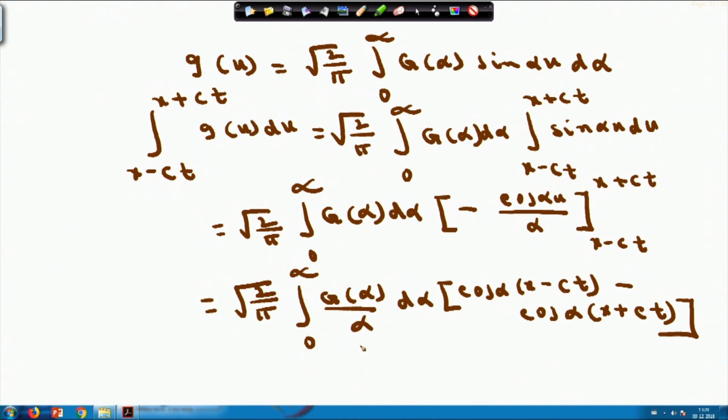Therefore, this integration, whatever value you obtained, was the second term of our u(x,t). So the second term of u(x,t) will be the integral of g(u) du from x minus c t to x plus c t.